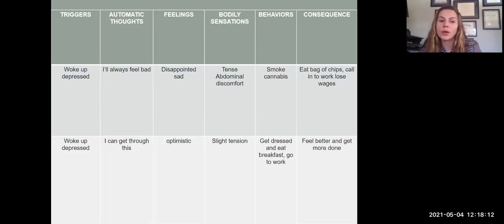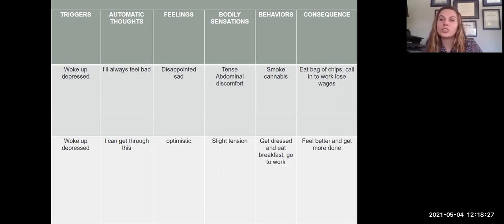The trigger was internal. I woke up feeling depressed. The thought that I had is, I always feel bad, right? It's never going to get any better. The emotion that I experienced was disappointment and sadness. And then the sensations, where did I feel that in my body, right? So I might have felt some tension.